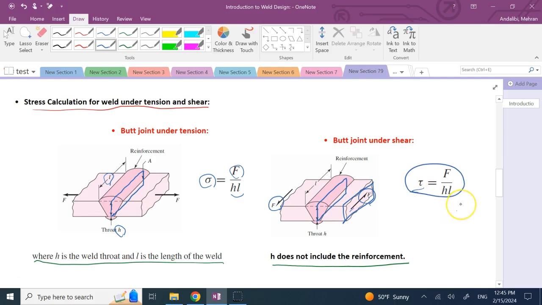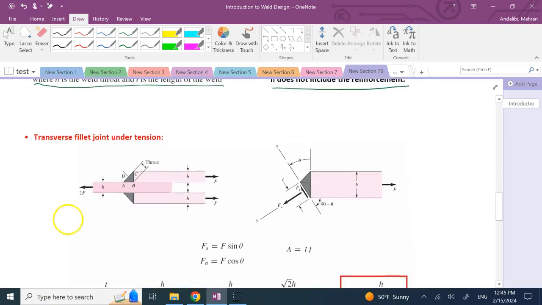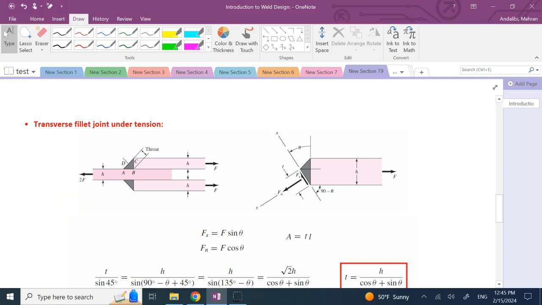These are very simple scenarios, but it's not always as simple. For instance, you might have a transverse fillet joint under tension. What is this? In this case, you have more than two parts. You have three parts, part one, part two, part three. And they are welded by these two fillet welds, okay? So we call it a transverse fillet joint, right? You see? And in this case, again, the system is under tension. So you have F and F, and you have 2F on this side for static equilibrium.